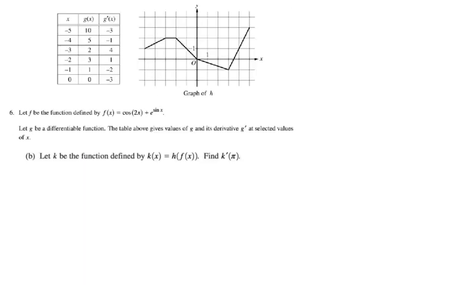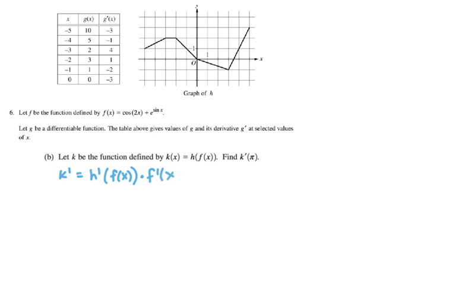All right, part B, here again, they're asking us to find a derivative. We're going to use chain rule, so let's go ahead. They want us to find k prime of pi, so k prime of x is equal to h prime of f of x times f prime of x. That's the derivative of the outer times the derivative of the inner. You guys should be awesome at this by now. Then we're going to look for k prime of pi, so that's h prime of f of pi times f prime of pi.